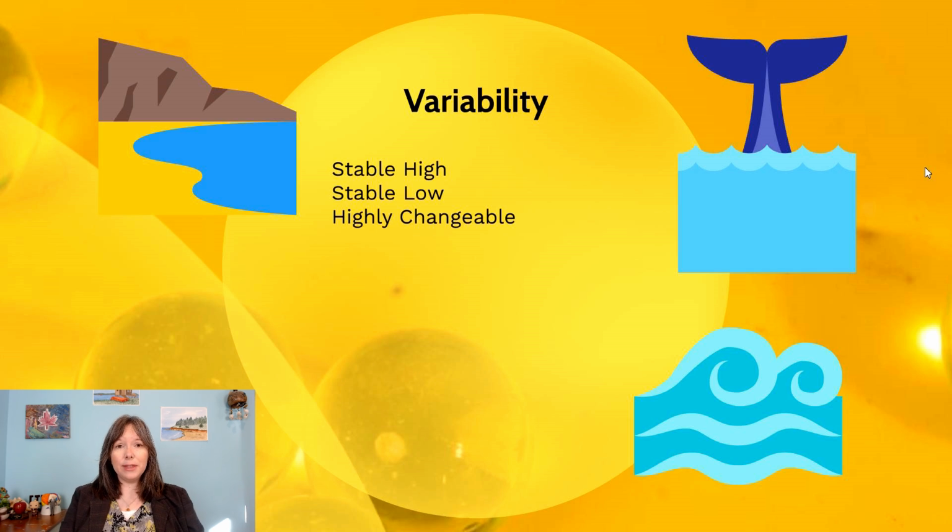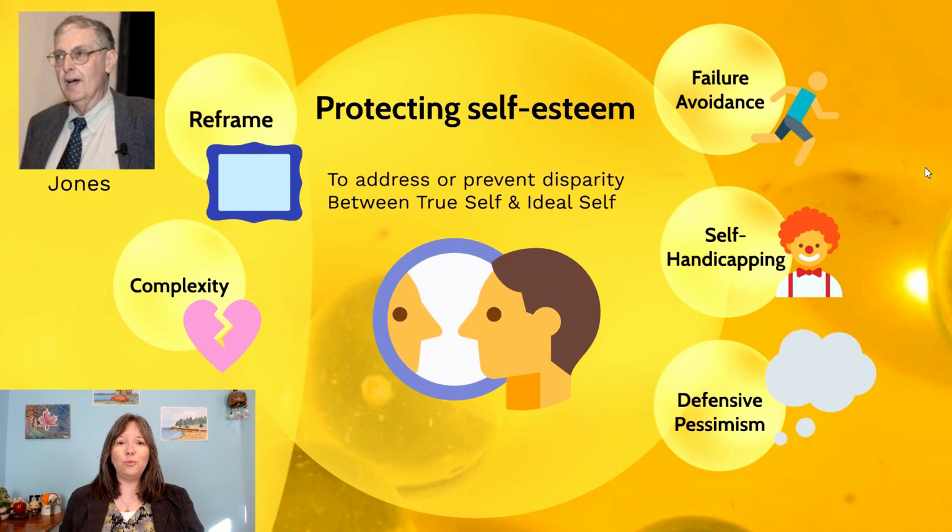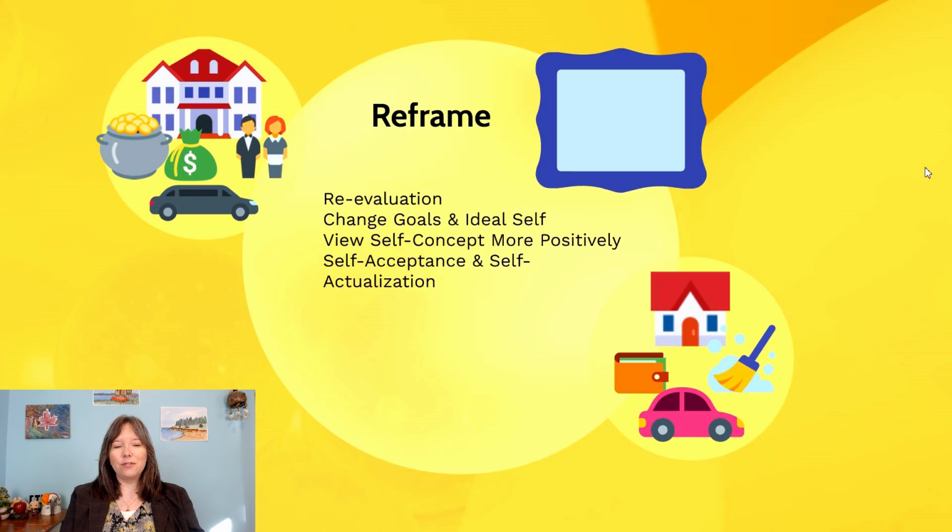So what can we do about this? Well, there's lots of different ways we can protect our self-esteem. And Edward E. Jones is a social psychologist who proposed a few of these ideas. All of these will seek to address or prevent the disparity between our true self or our self-concept and our ideal self. So we're going to talk about reframing first.